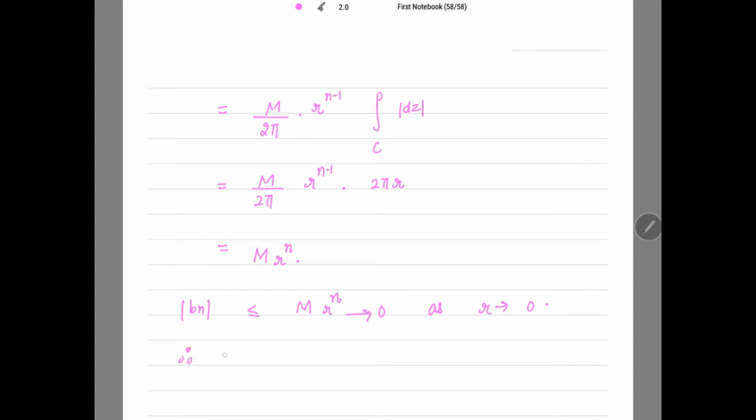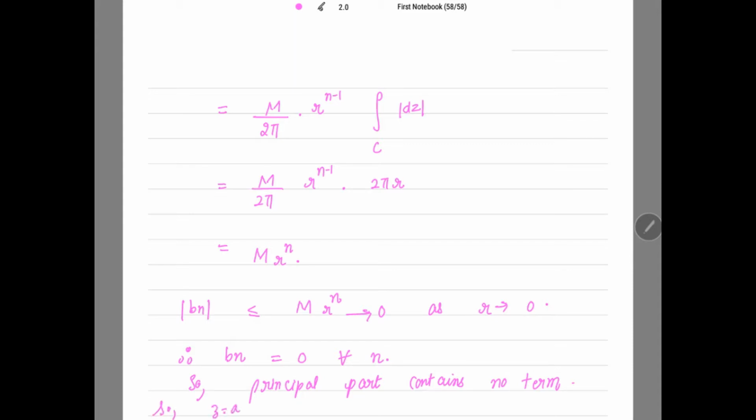Therefore b_n is equal to 0 for all n. If b_n is 0, it means the principal part contains no term, which means z equal to a is a removable singularity.